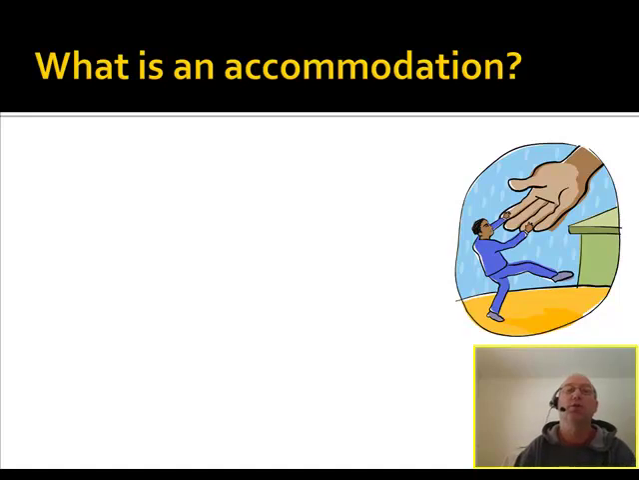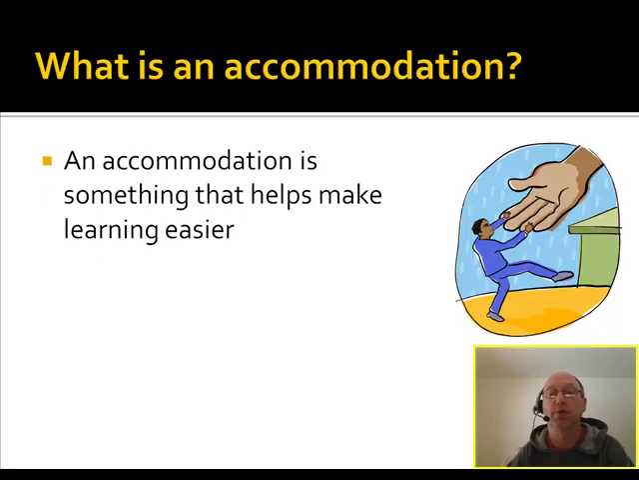And the first thing we want to know is, what is an accommodation? My picture shows it well, because an accommodation is a helping hand. It is something that is designed to help you learn easier. As a student with a disability, there might be some things that are more difficult for you than a student that doesn't have a disability. An accommodation is designed to level the playing field.